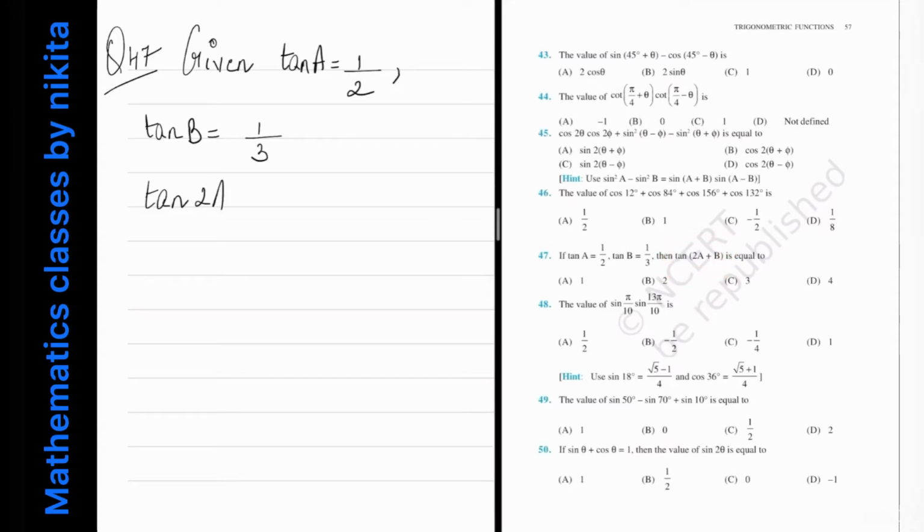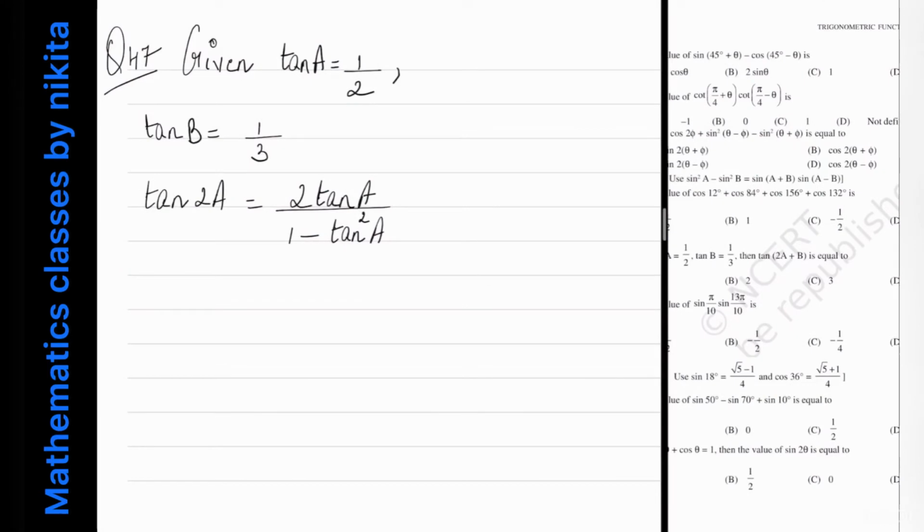So tan of 2A, the formula is tan A plus tan A. So that means 2 tan A divided by 1 minus tan A into tan A. So this becomes 1 minus tan square A. Okay. So now just put the value of tan A. So this will be 2 into half divided by 1 minus 1 by 4. So you will get 1 divided by 4 minus 1. That means 3 by 4. So this value will be equal to 4 by 3.